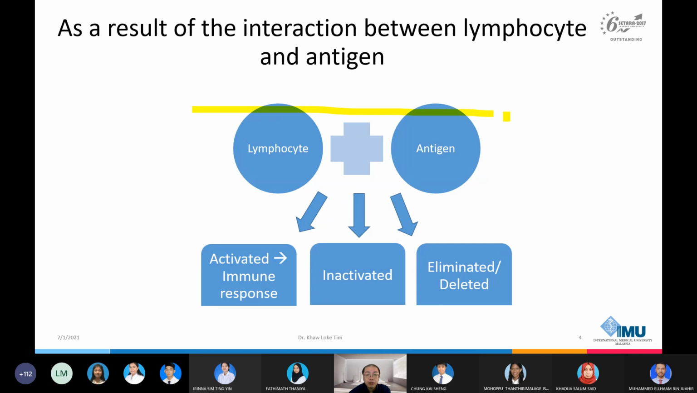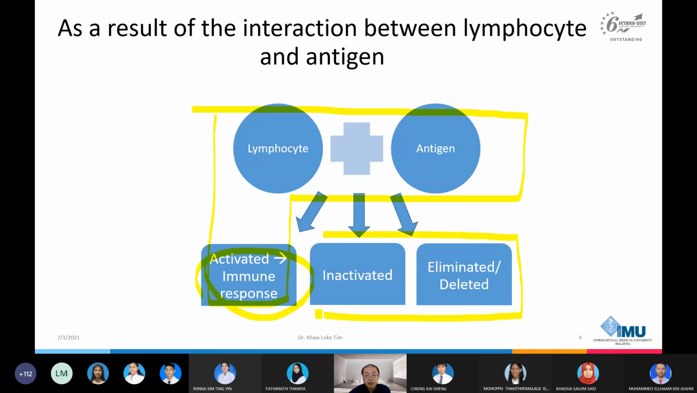So, in the previous lecture, we covered this: lymphocyte plus antigen gets activated, leading to an immune response. However, for immunological tolerance, you see this: either it gets inactivated, or eliminated, or deleted. And you also have special cases.